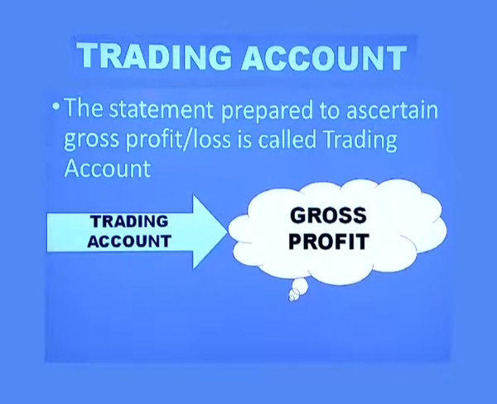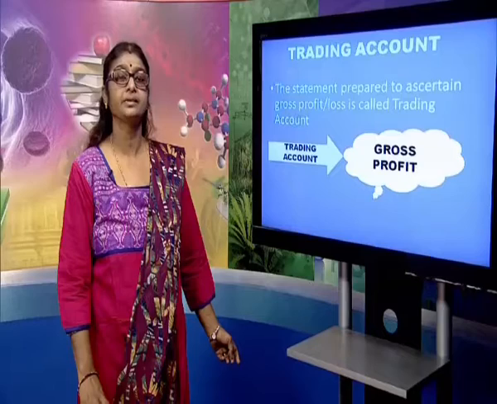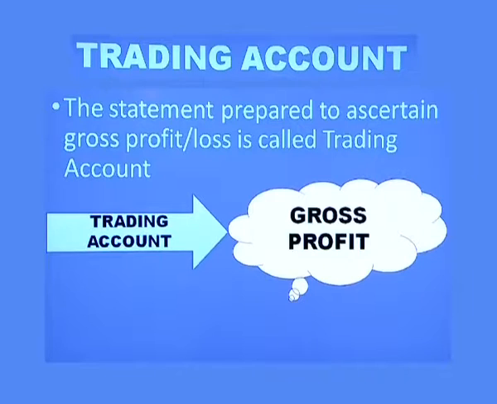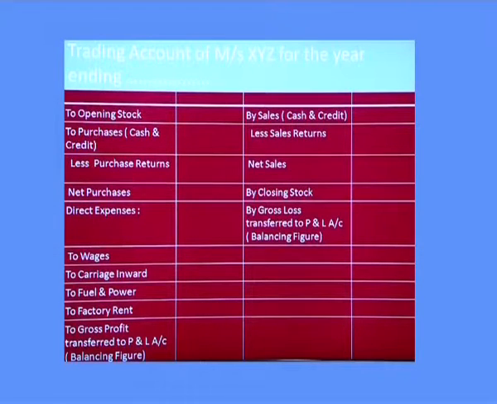With the help of trading account, what you will be able to identify is the gross profit. The statement prepared to ascertain gross profit or gross loss is called the trading account. Here is the format of the trading account. It is divided into two parts. Left hand side is the debit side and the right hand side is the credit side. On the left hand side, as a first item, you have to write the opening stock. The stock which is there at the beginning of the accounting year is called the opening stock.